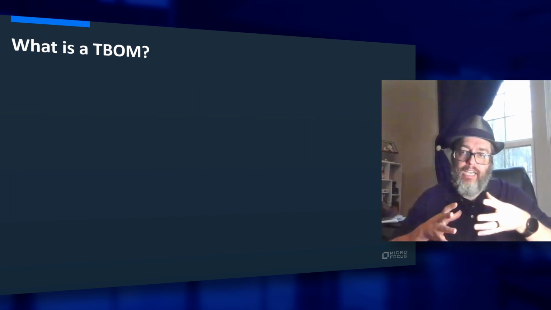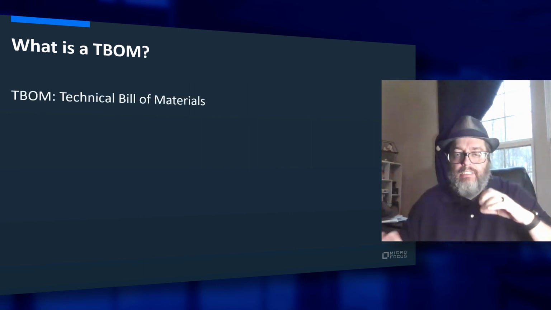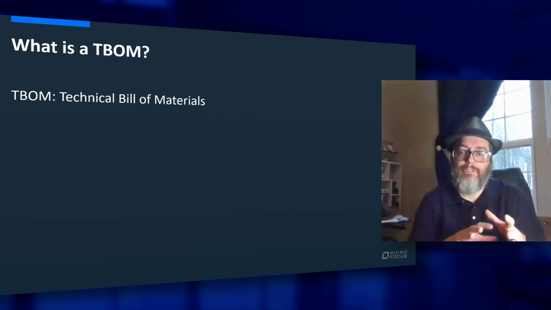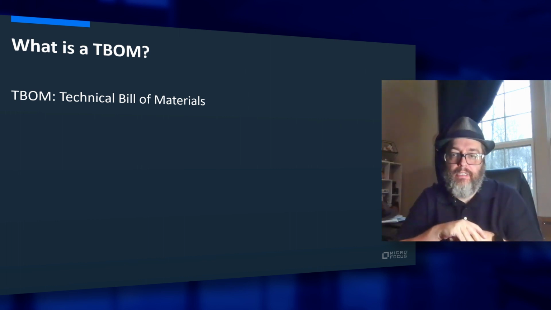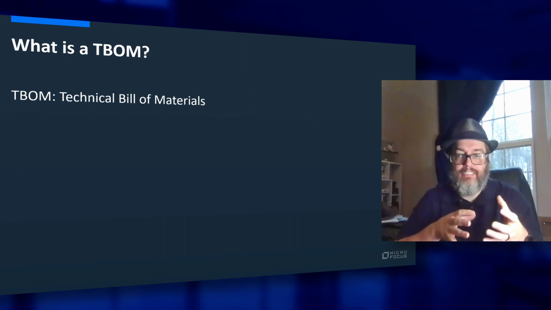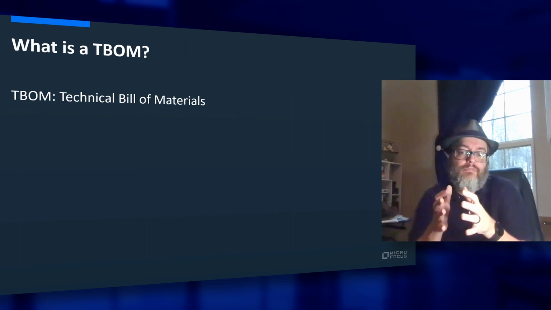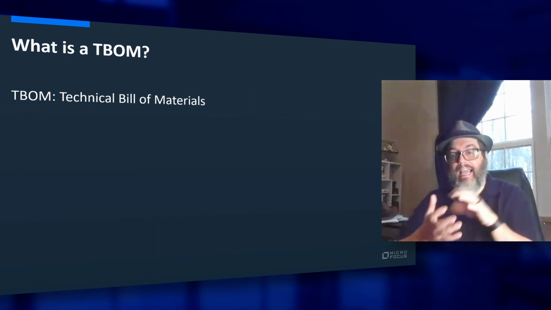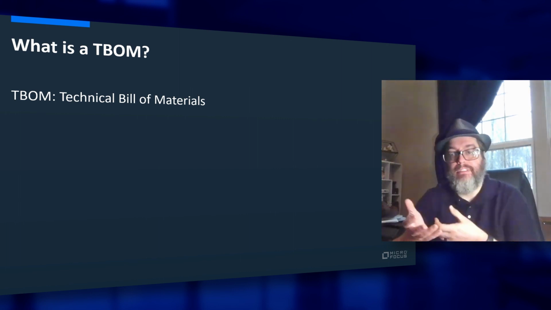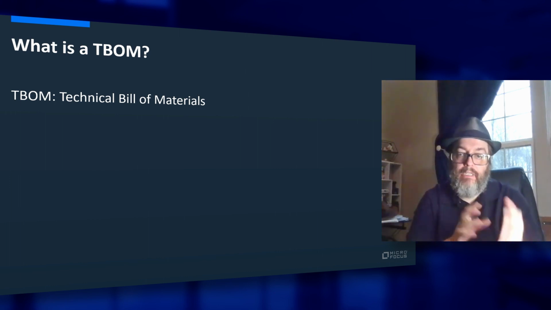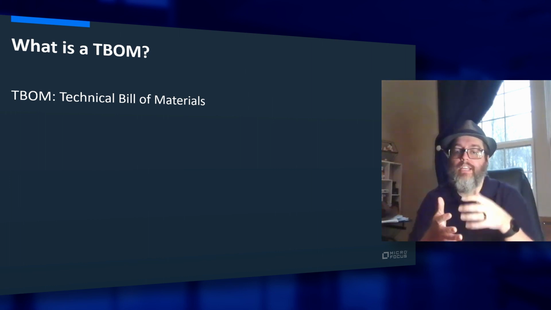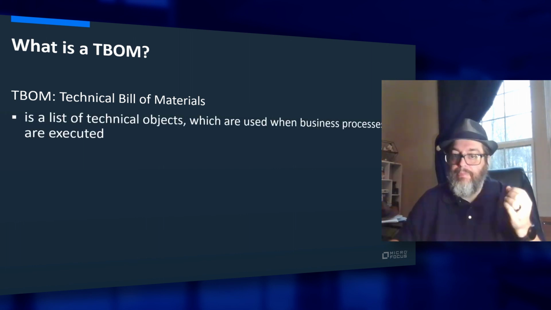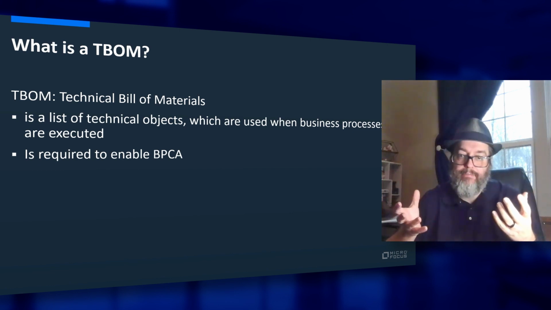So I've mentioned TBOMs a few times, but what really is a TBOM? So a TBOM is a technical bill of materials. It's a list of all the technical objects that are used when a business process is executed. The objects that are used by a business process differ from company to company based on the configuration and customizations that each company has done to each business process. As such, which objects get utilized in a business process will be unique per company. This means that each company must generate a TBOM that is unique to that company. Additionally, TBOMs are required to enable BPCA.